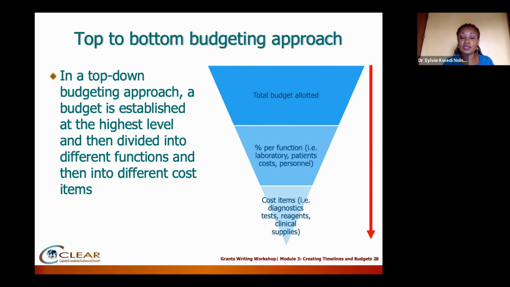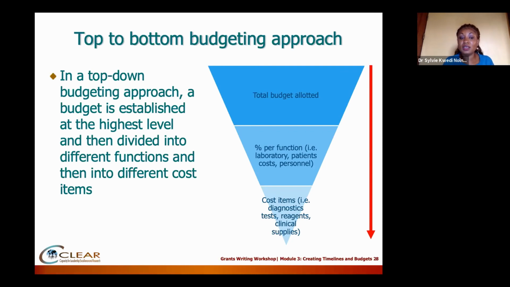For example, you can say that since this is a laboratory-based project, the laboratory will probably take 50% of the budget. The clinical cost, maybe 10%. Personnel, maybe 20%. So you go from the main amount and then you distribute it within the function. Now, 50% of 1 million is 500,000. So you said you needed 500,000 US dollars for the laboratory. Now it's inside that 500,000 that you cost out the project.